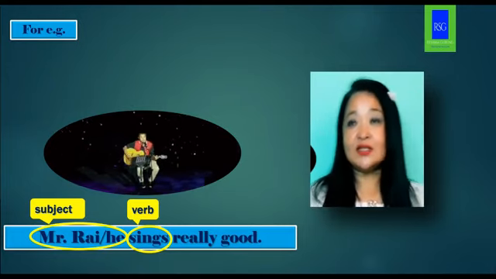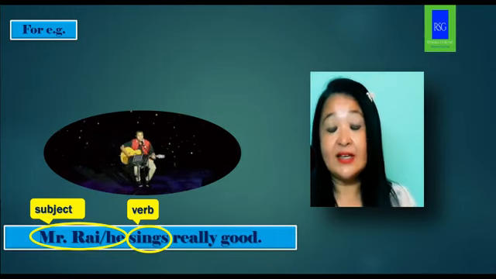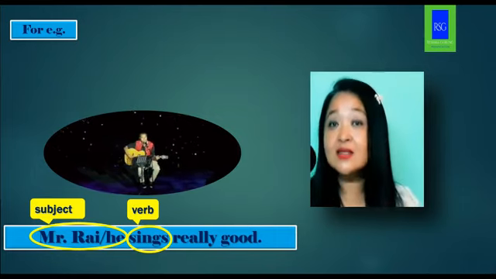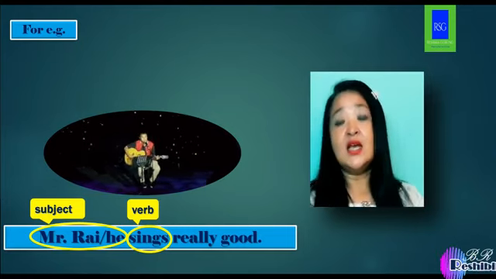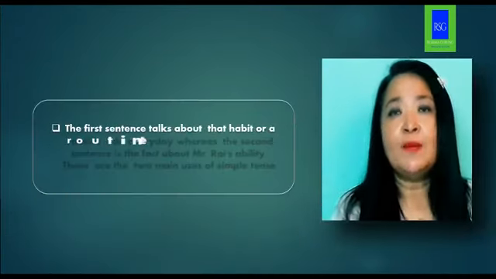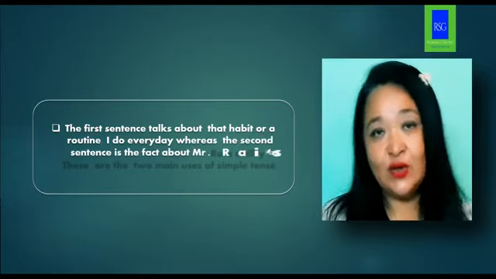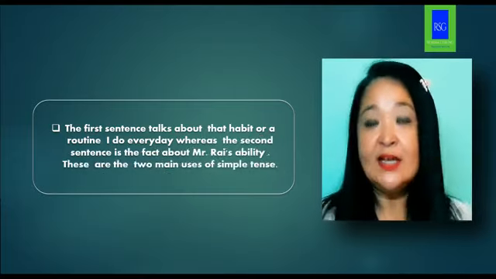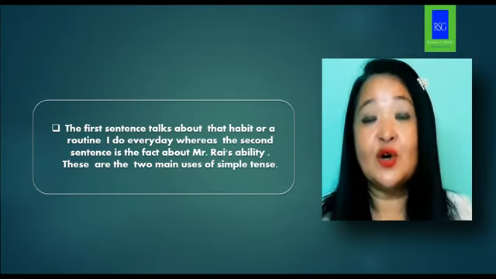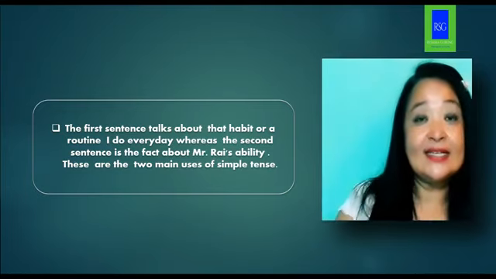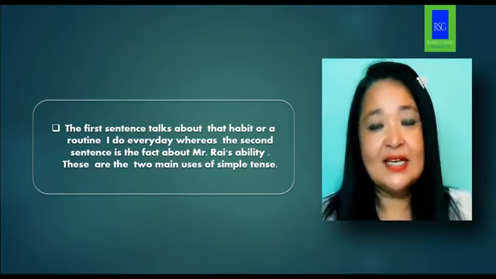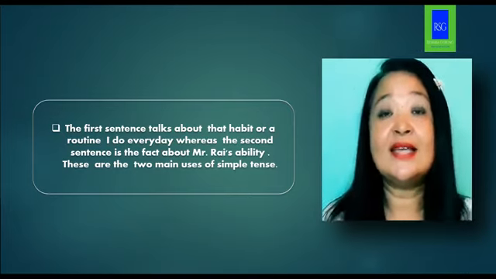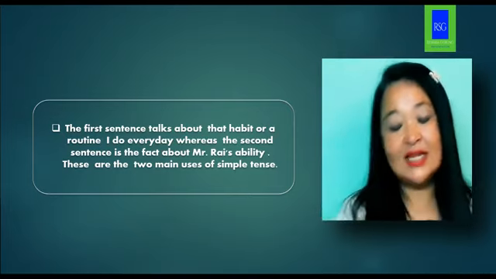The structure doesn't allow you to say he sing very well or he sing really well. No, he sings really well. Now, when you look at these two sentences, what do we see? The first sentence talks about my habit or a routine that I do every day, like I play with my baby every day. Whereas the second sentence is a fact. It is not a routine. The second sentence is a fact about Mr. I's ability, understood, to sing.